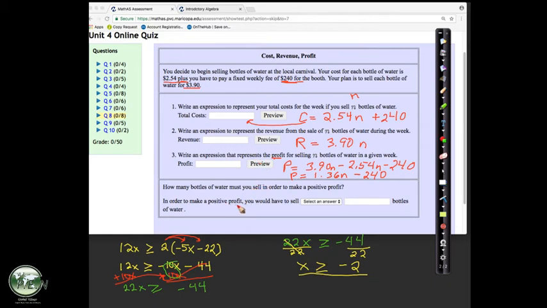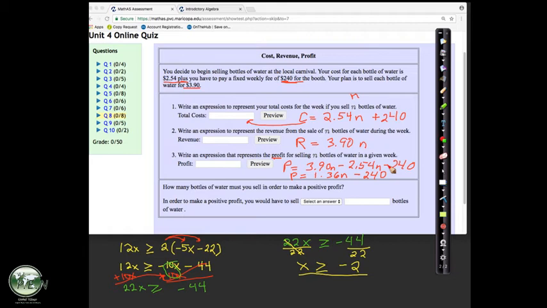And then in order to make a positive profit, you would have to sell more than so many bottles of water. How could we figure that one out? Divide 240 by 1.36. Why? Because... It's correct, and we can sometimes just think about it. What is a break-even point? What does it mean to break even? You're even on sales and you've covered your costs. Cost equals revenue. So we could look for a profit of $0 as sort of break even.